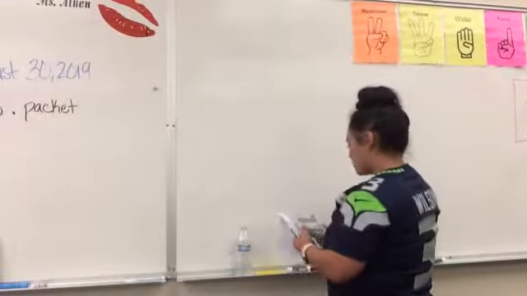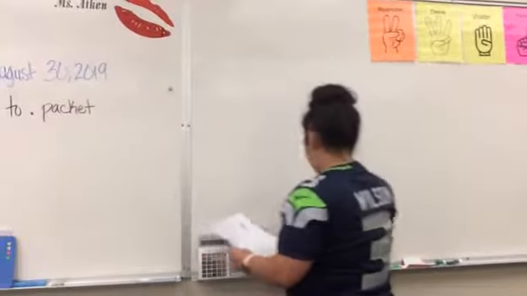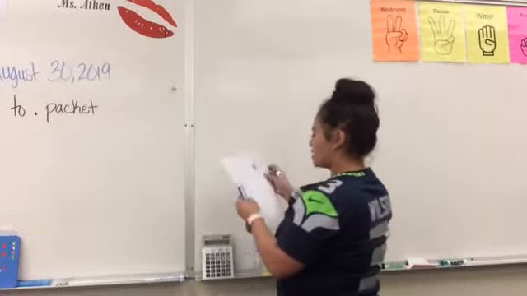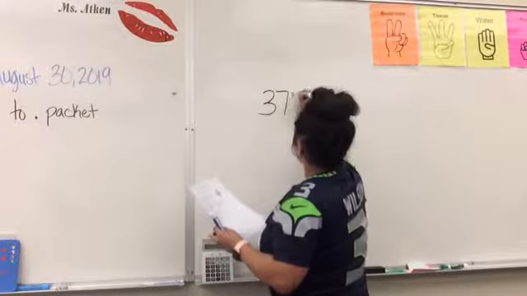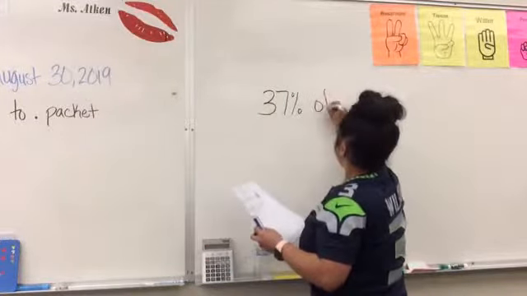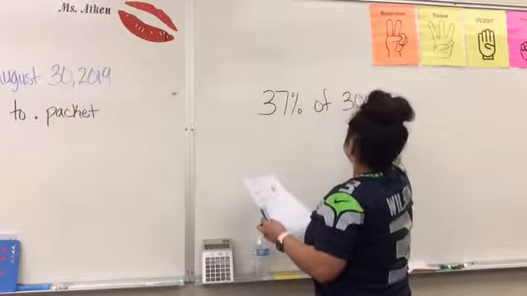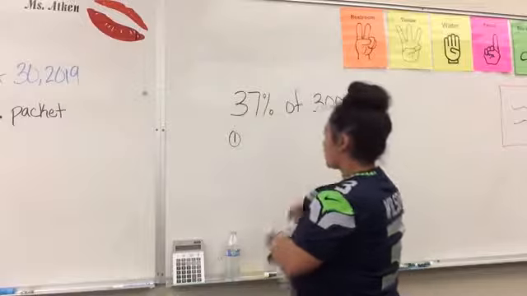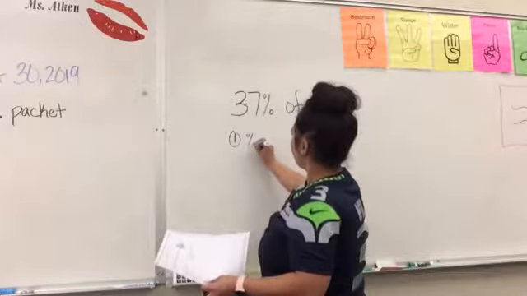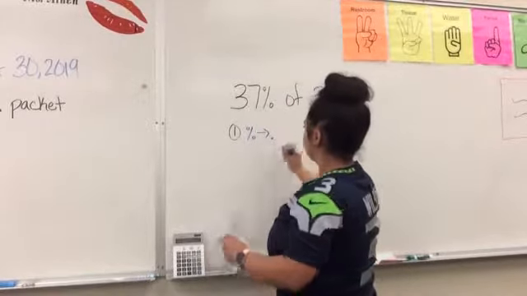We can go ahead and do another one, just so that way you have 2 examples. The next one says 37% of 300. So step 1, we're going to turn our percent into a decimal.